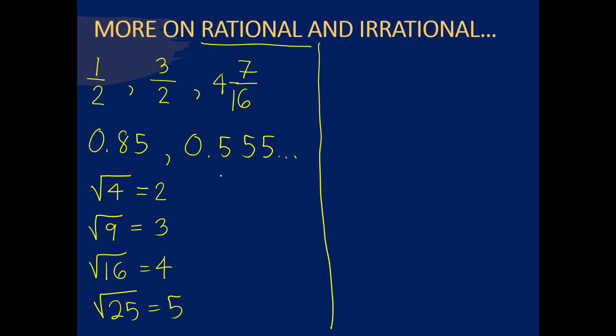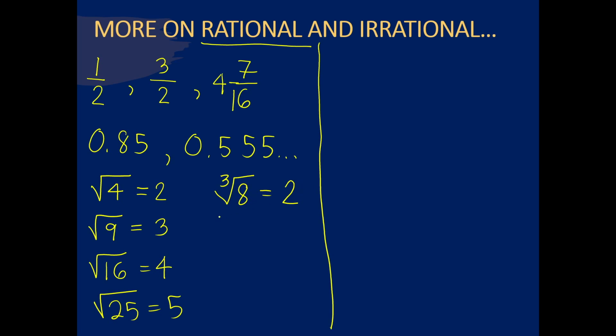Now, perfect cubes. Cube root of 8. Think of a number that when you multiply it 3 times by itself, it's 8. It's 2, because 2 times 2 times 2 is 8.